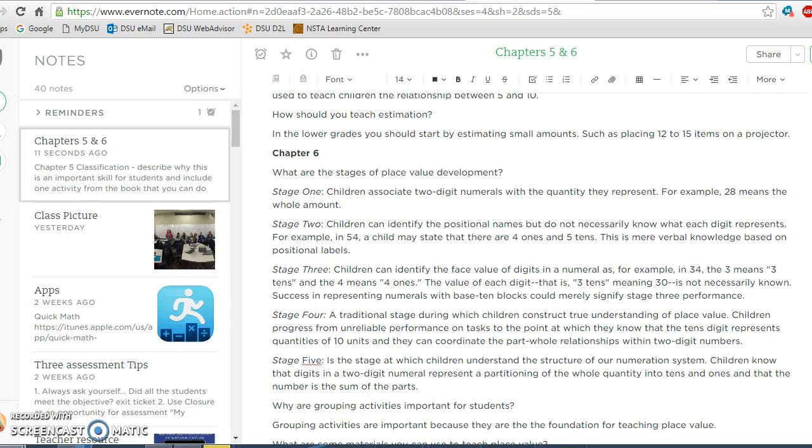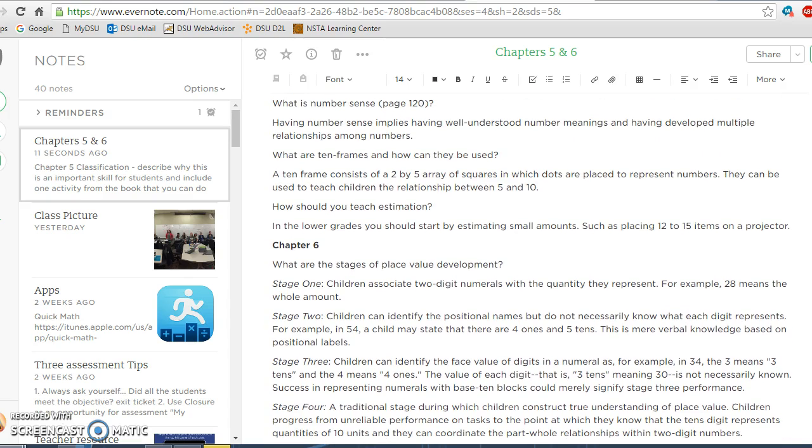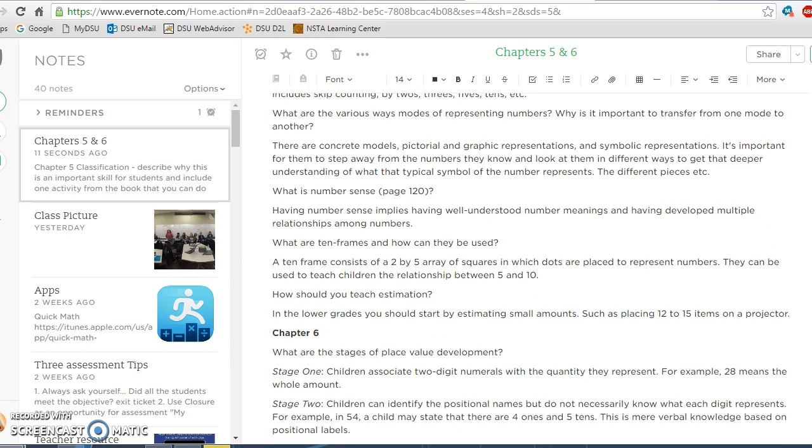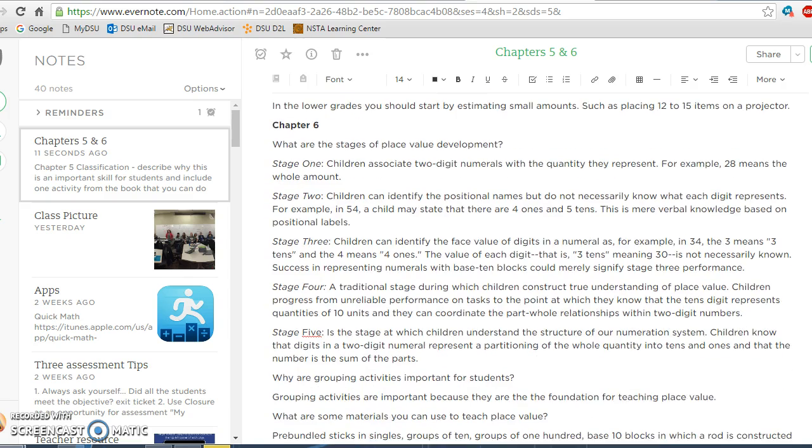It's important to represent numbers other than just the typical numerals that we see, because when students see that numeral, they just think of the symbol instead of thinking, oh, 2 is like 2 erasers. When they think in terms of material items or different symbols, they think more deeply about it. And in lower grades, you should start estimating smaller amounts.